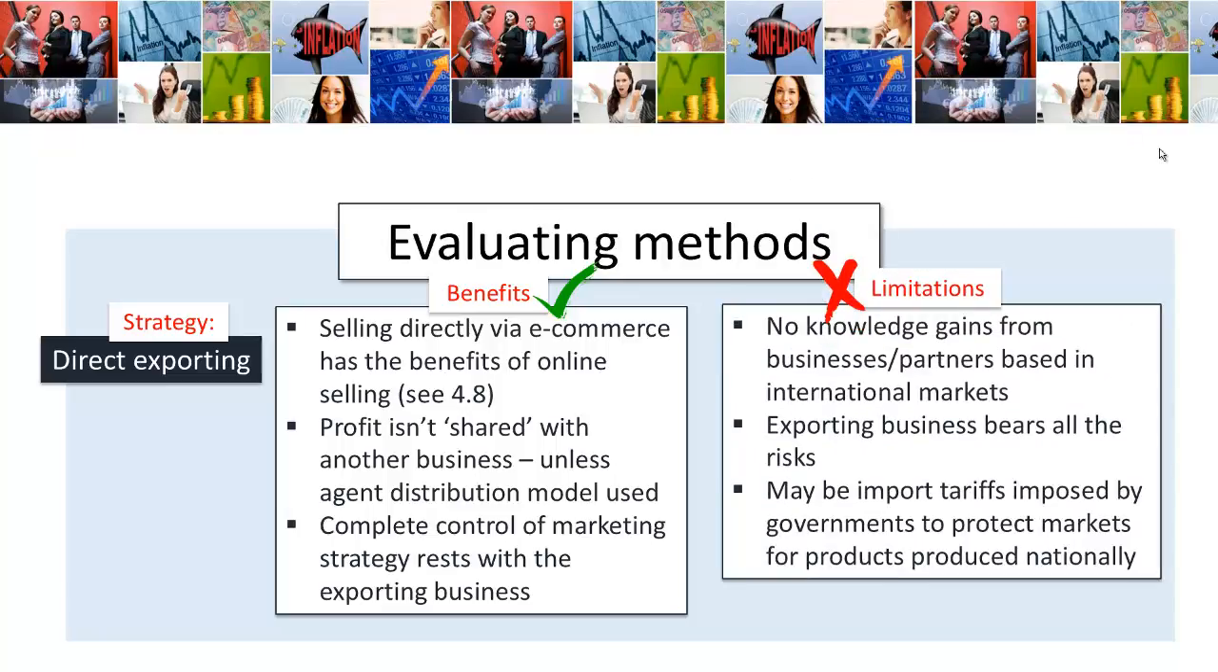Limitations. There's no knowledge gains from businesses or partners based in international markets. Exporting business bears all the risk. There may be import tariffs imposed by governments to protect markets for products produced nationally. Tariffs being a tax on imports.